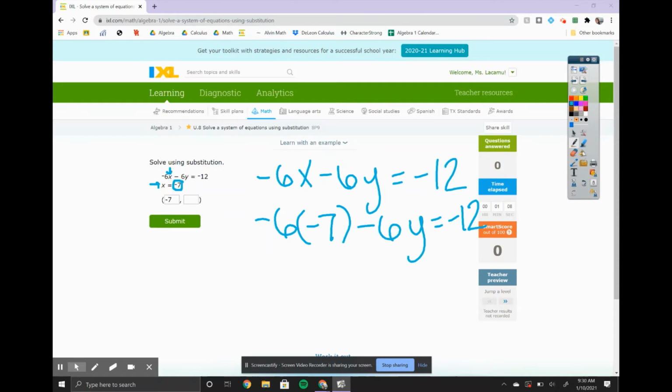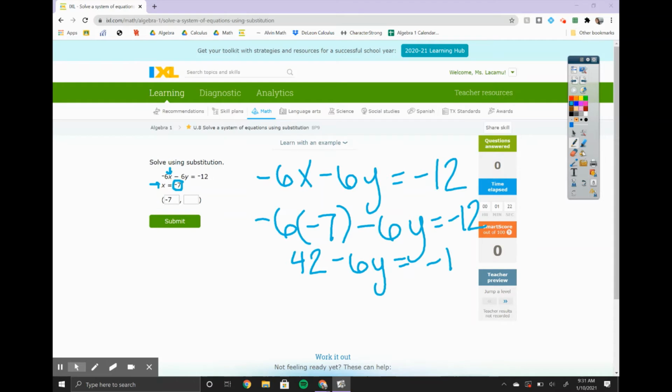Now I just have to solve this for y. So I'm going to multiply out negative 6 and negative 7. So multiply those, you get a positive 42 minus 6y is negative 12. All right, now I'm going to subtract 42 to get the y completely by itself. So minus 42 on both sides. And you can use a calculator if you need this. You don't have to do all this in your head.